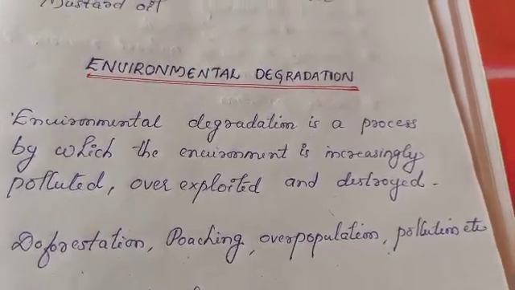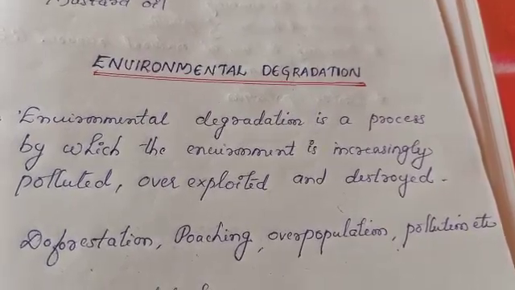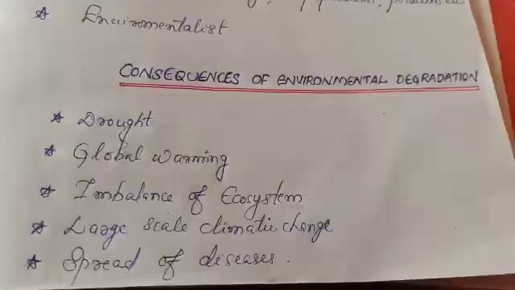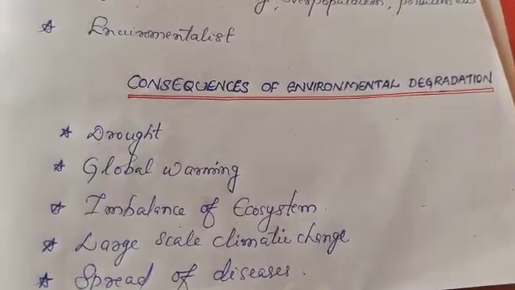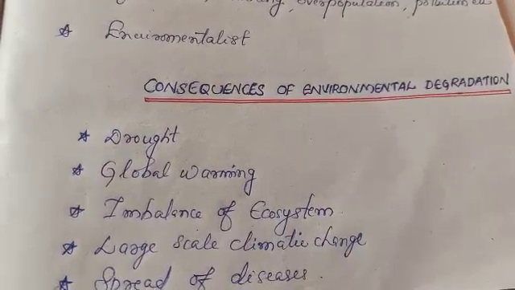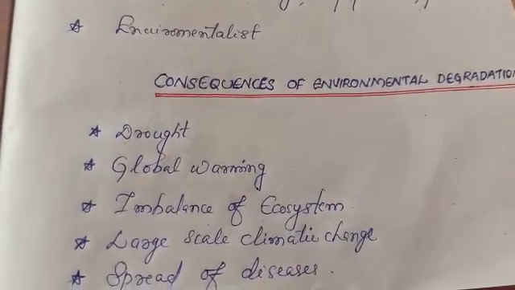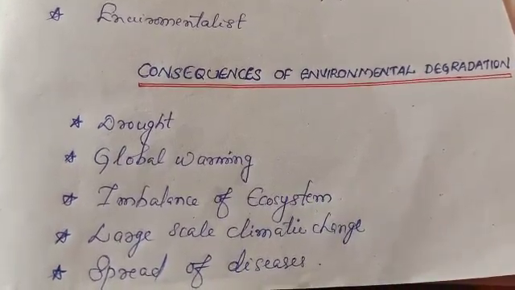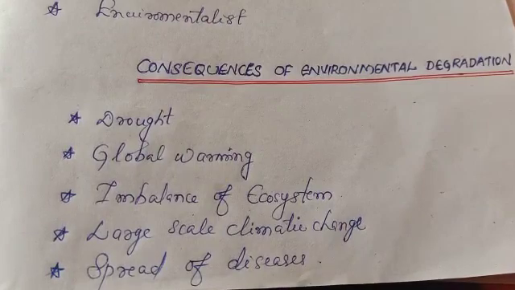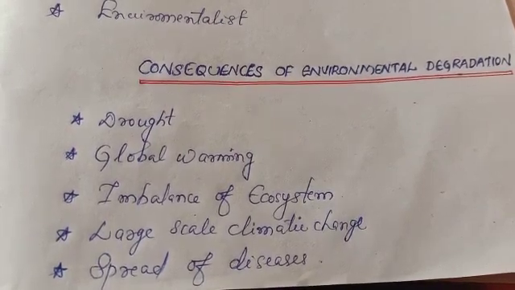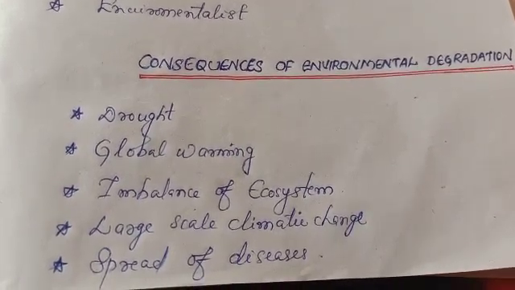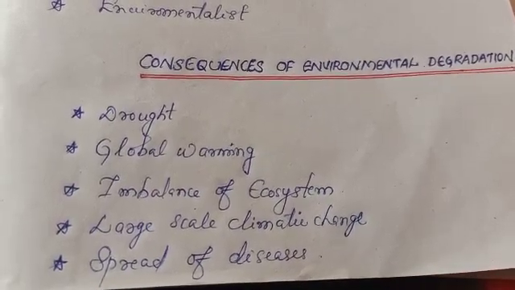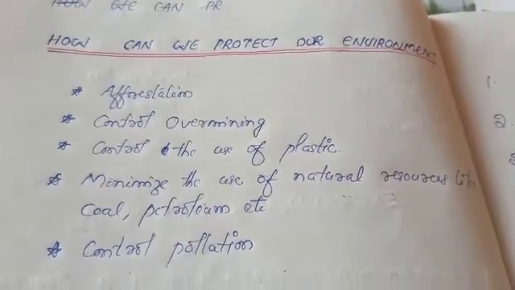Deforestation, poaching, overpopulation, and pollution are the various causes of environmental degradation. Have you ever thought what would be the consequences if we destroy our environment? If we destroy our environment continuously, many problems may occur like drought, global warming, imbalance of ecosystem, large scale climatic change, and spread of diseases.